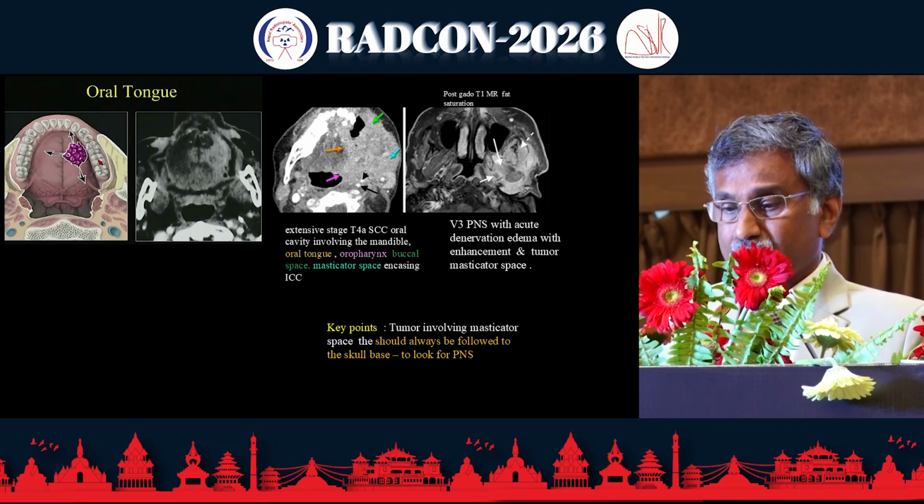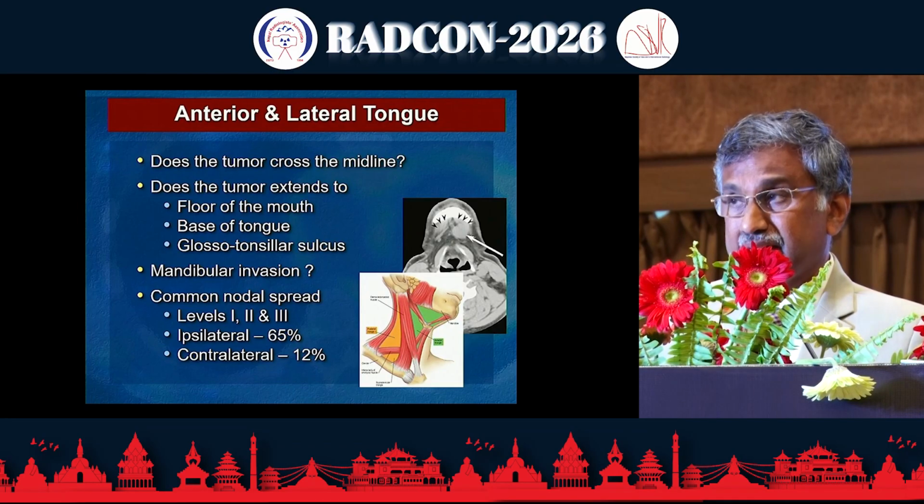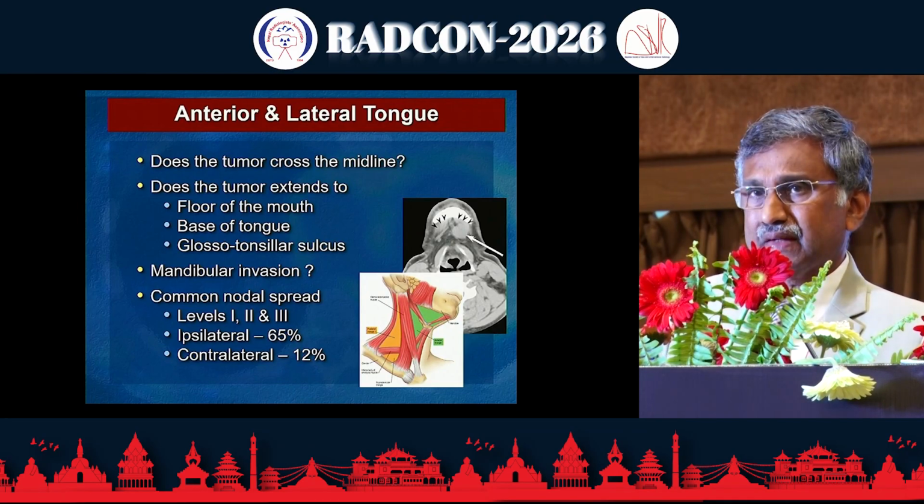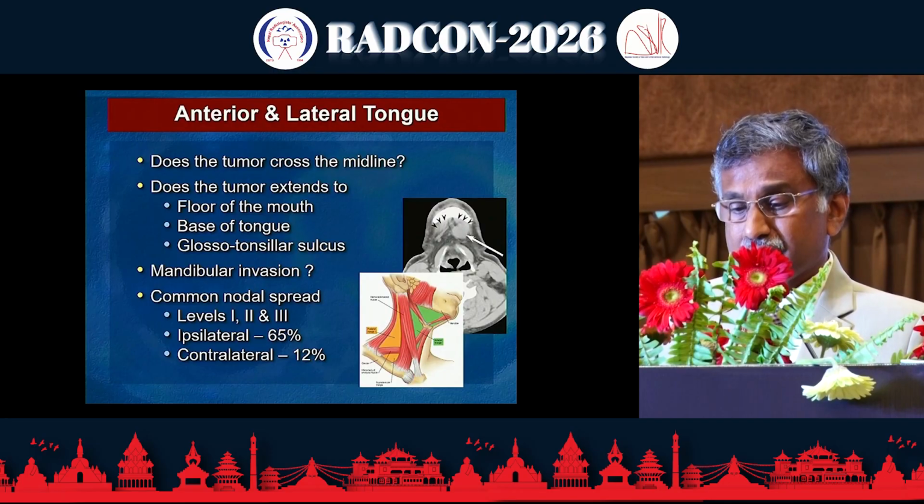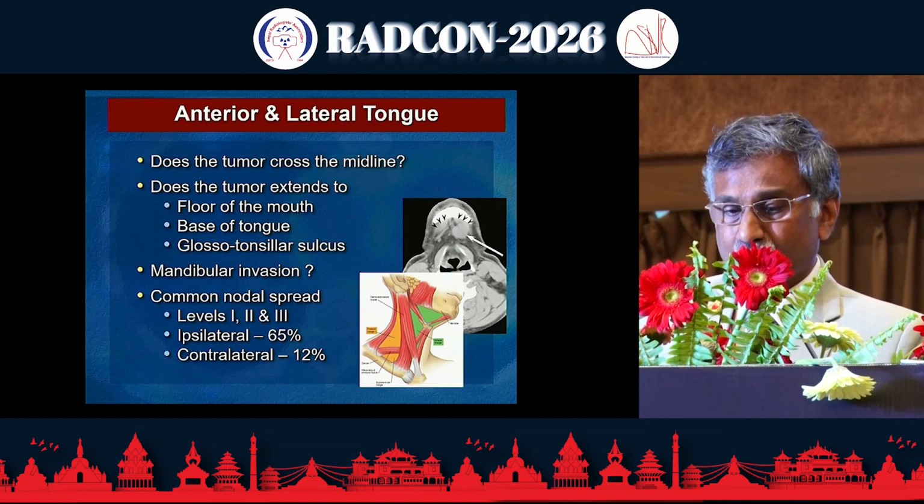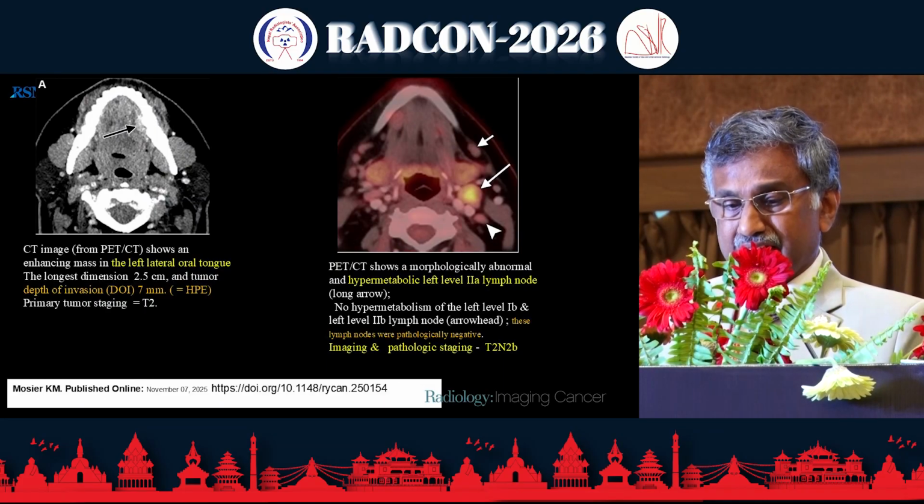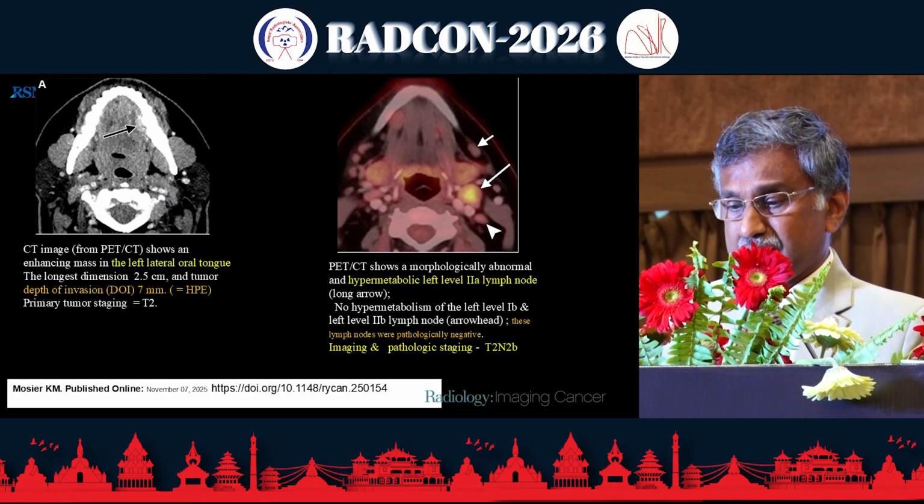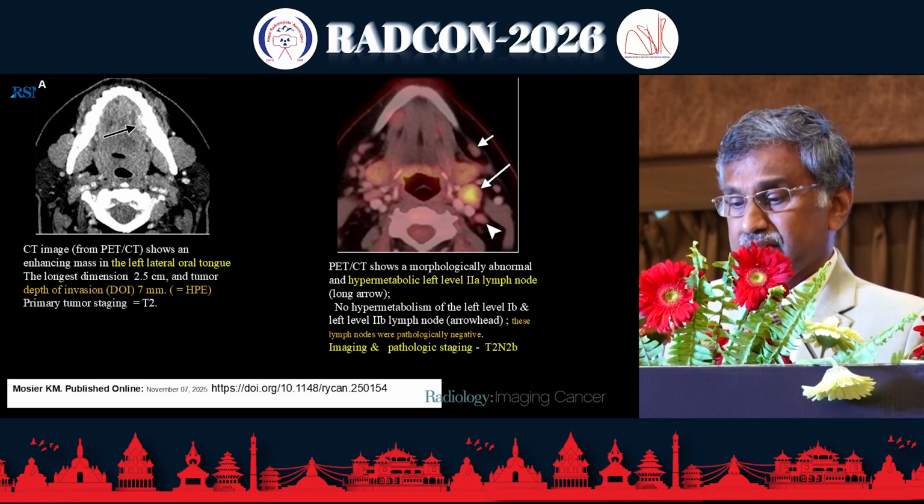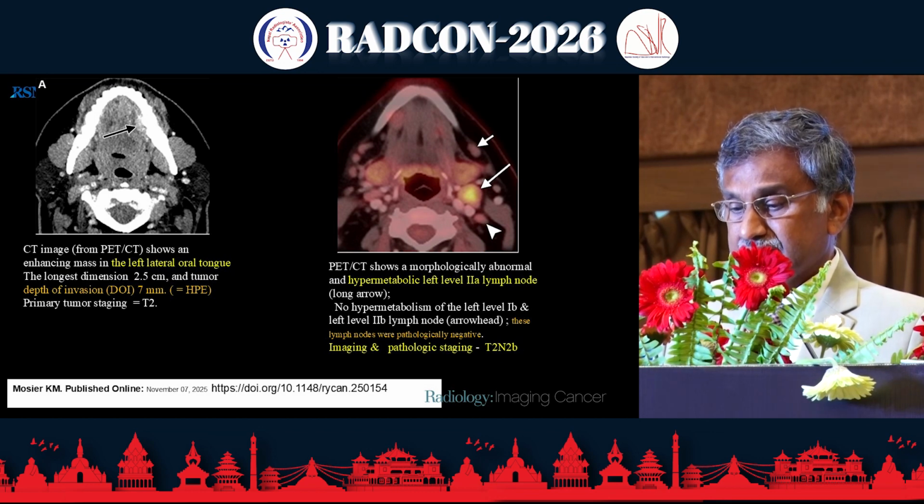Coming to the other oral tongue, anterolaterally involving the tongue, it can cross the midline, which is important for staging of the disease, whether there is involvement of the floor of the mouth, base of the tongue, or glossotonsillar sulcus. Here is an example of a patient with a small lesion with a large metastatic hypermetabolic node at level 2, with infiltration close to the vessels. Okay, this is T2N2B.